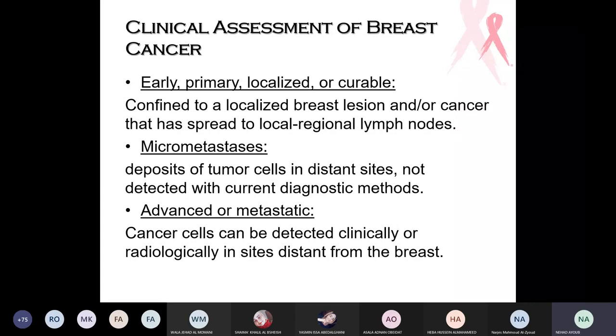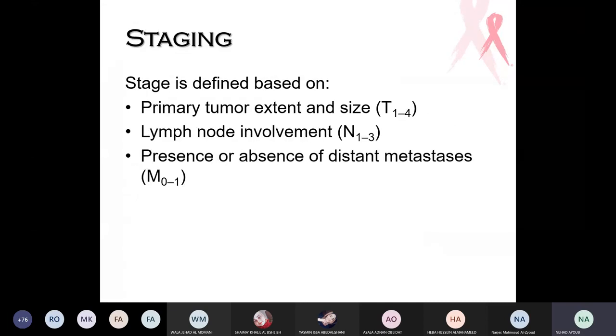So to be able to manage a case of breast cancer, I need first to confirm a diagnosis of breast cancer. This is done in pathology. I need to know the molecular subtype of breast cancer, and this data also comes from pathology, and I need to stage the disease. Now, in general, when we talk about staging in solid cancers, the most important staging system is the TNM staging system.